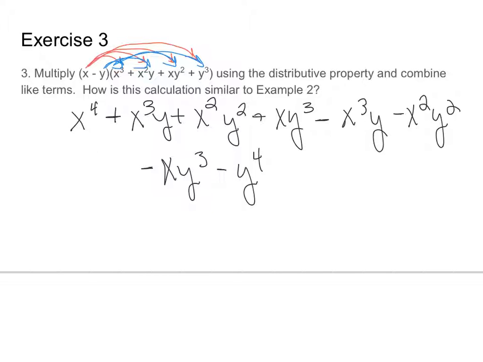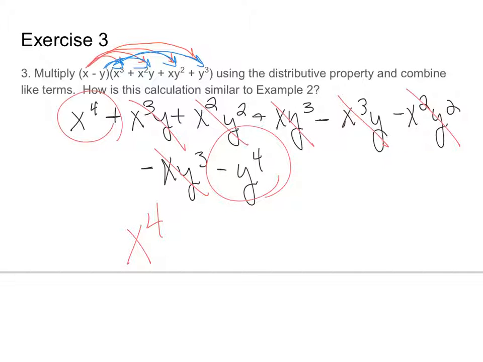So minus x cubed y minus x squared y squared, need a new line, minus xy cubed minus y to the 4th. Now we're going to cancel out things that cancel out. I have positive x cubed y, negative x cubed y, positive x squared y squared, negative x squared y squared, positive xy cubed, negative xy cubed. And look what I'm left with. X to the 4th minus y to the 4th. Pretty simple. Sweet.